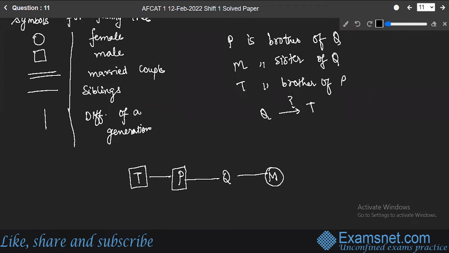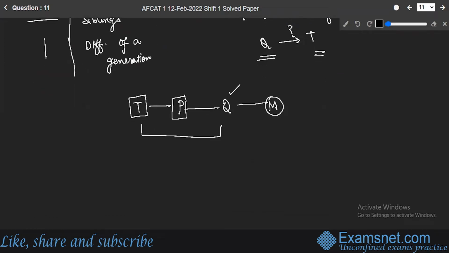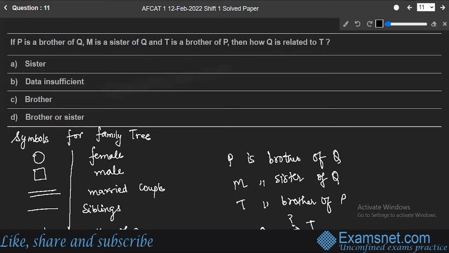Now you have to find out the relationship between Q and T. Between these two, what is the relationship? Of course, they are siblings. But I don't know whether Q is a male or a female. So how is Q related to T? Q may be a sister or brother because I don't know the gender of Q. So Q may be a sister or a brother for T. That is the correct answer. Hope this is clear. Let's see the options. This one, option T.